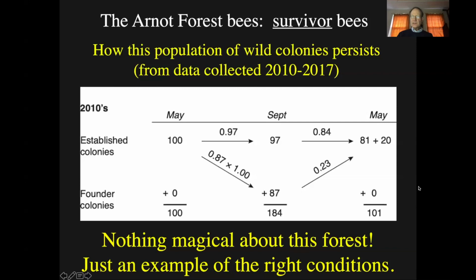One thing I want to stress is that I don't think there's anything magical about this forest. It's just an example of the right conditions. We now know that there are some other forests near where I live where this same pattern is going on. There's also a study being done, not yet published, in Pennsylvania, where the same pattern has been found. The wild colonies are there, they swarm a lot, and the swarm-based founder colonies balance out the mortality of the established colonies over winter.